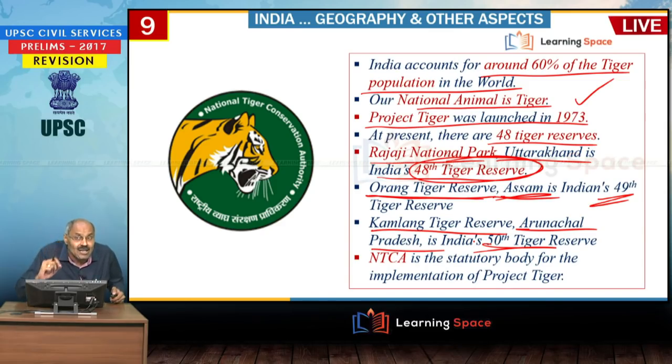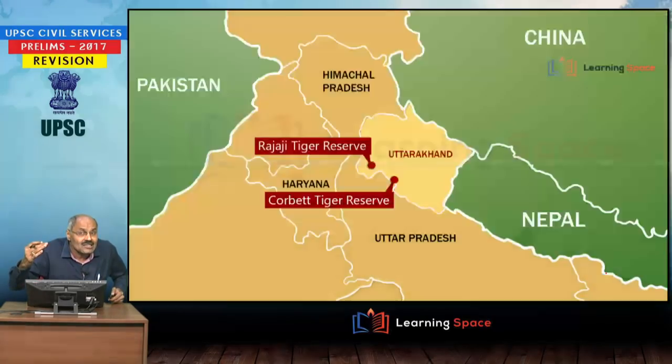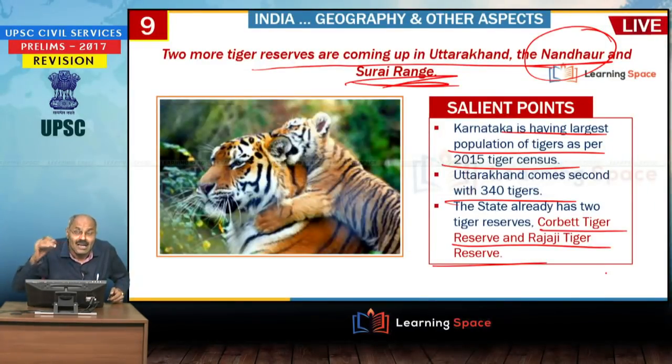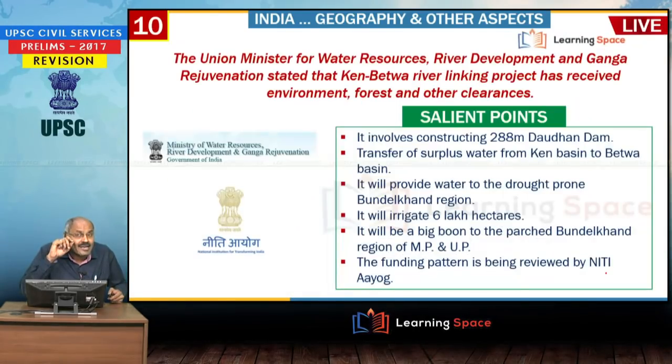Orang is in Assam, Kamlong is in Arunachal Pradesh, 49th and 50th, and NTCA is the statutory authority for the implementation of Project Tiger. And now two more will come up, Nandhaur and Surai range. These are in the Terai region of Uttarakhand, right. Then let us go ahead.